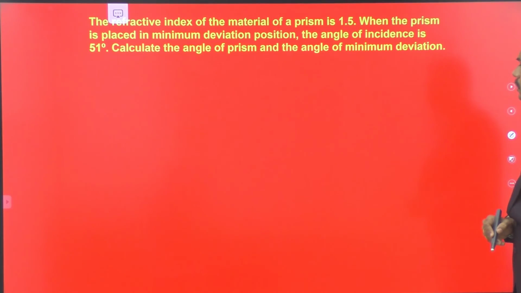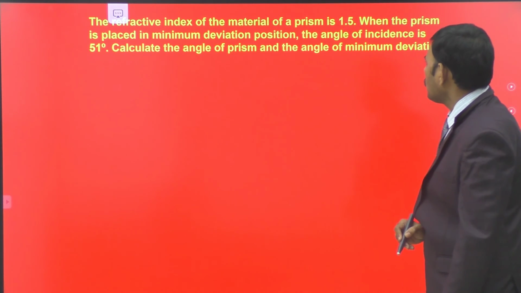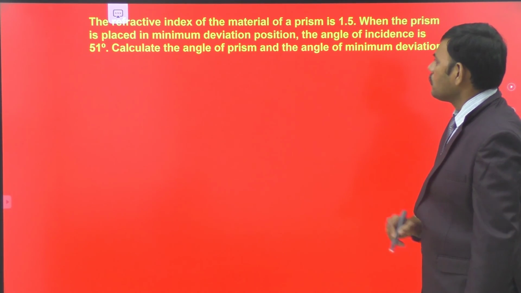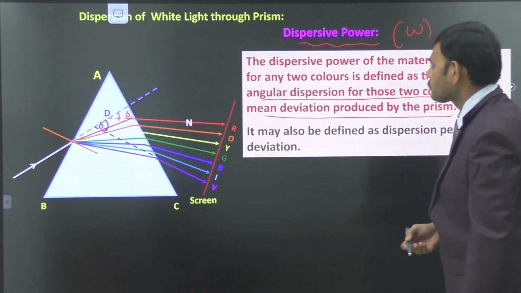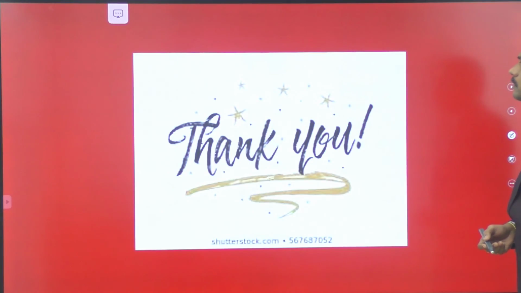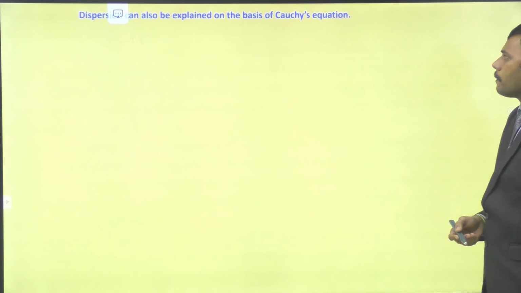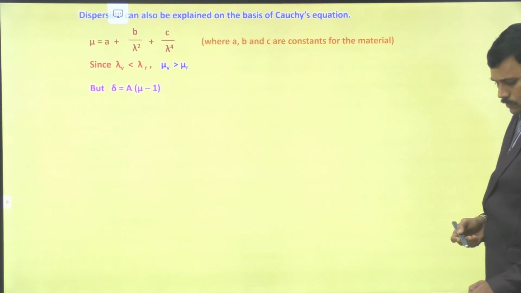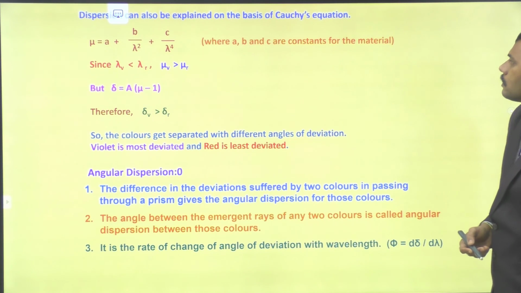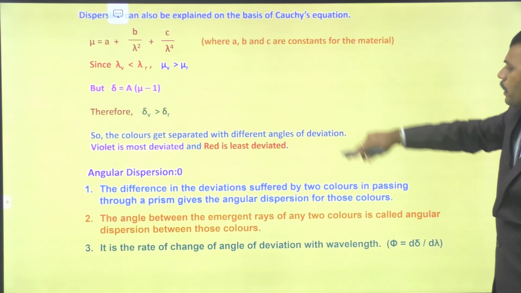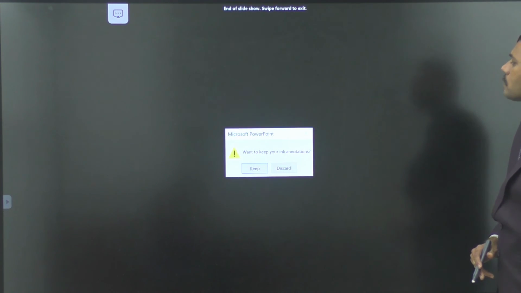So for the expression for the angular dispersion, here the refractive index of the material of the prism is 1.5 when the prism is placed in the minimum deviation position. So let us continue the expression. Dispersion can also be explained by this phenomena, and we derived the expression for angular dispersion.